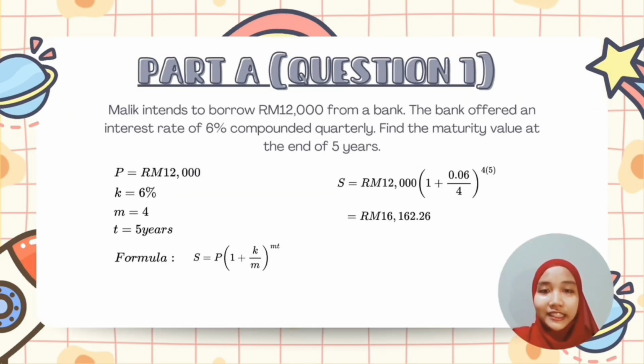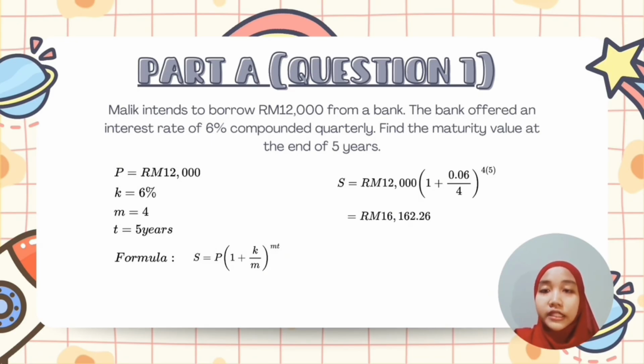The next question is question B. Malik intends to borrow 12,000 ringgit from a bank. The bank offers an interest rate of 6% compounded quarterly. Find the maturity value at the end of 5 years. To solve this, I use the formula S equals P times (1 plus K divided by M) to the power of M times T.